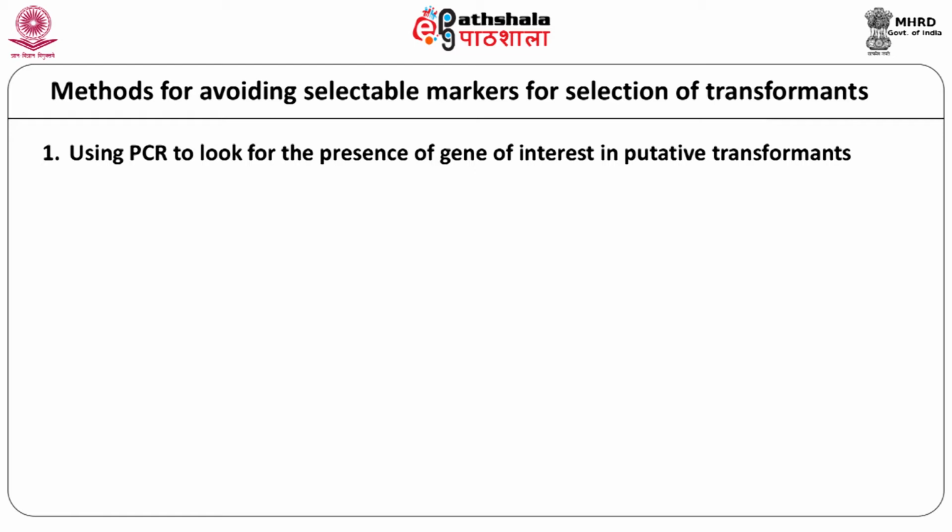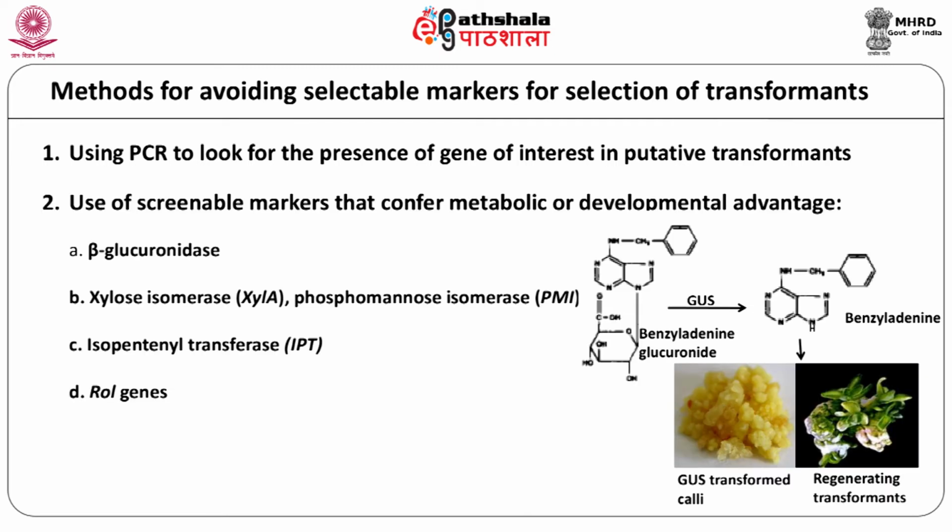The simplest way to produce marker-free transgenics is not to use selectable markers and instead screen a large number of transformants using the polymerase chain reaction with primers for the gene of interest. The second way is to use a screenable marker gene in place of a selectable marker gene, which enables identification of transgenic plants in the absence of a selective agent. The use of such screenable markers does not kill the non-transformed cells. Rather, the transformed cells experience a metabolic or developmental advantage.